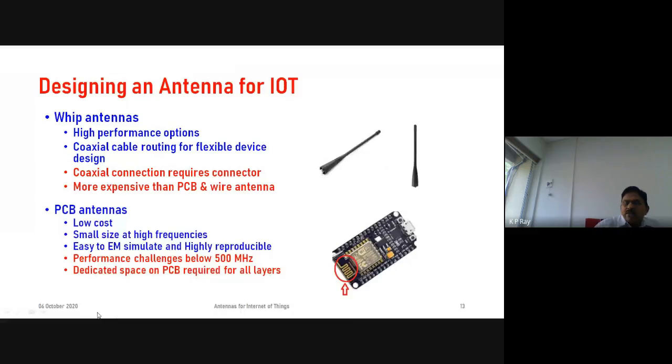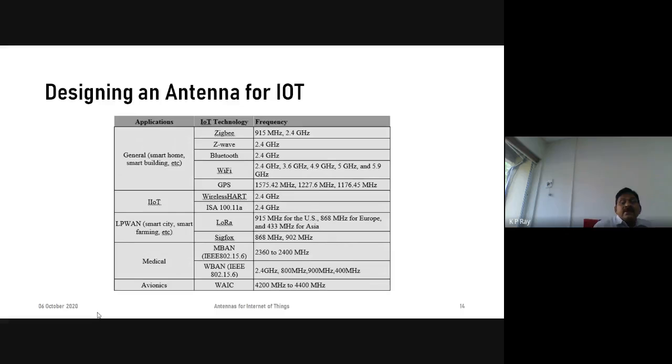So these are some of the antennas which are used for IoT, and this summarizes the frequency bands used for various IoT technologies. You can see Zigbee uses 915 megahertz and 2.4 gigahertz. Similarly Z-Wave is there. Then Bluetooth at 2.4 gigahertz. Wi-Fi uses a variety of frequencies: 2.4, 3.6, 4.9, 5 and 5.9. GPS has a fixed band with fixed bandwidth. Then wireless HART, that's 2.4 gigahertz.